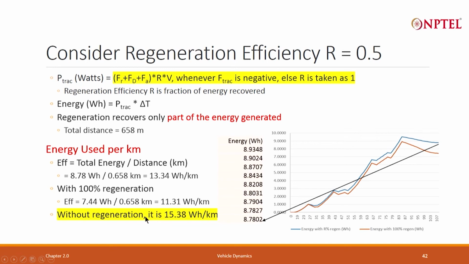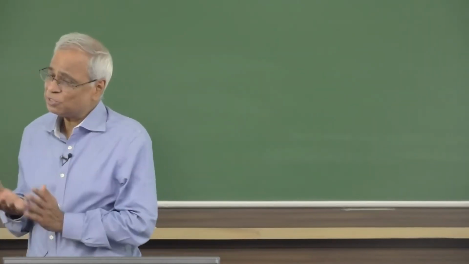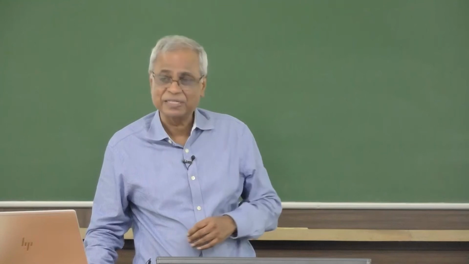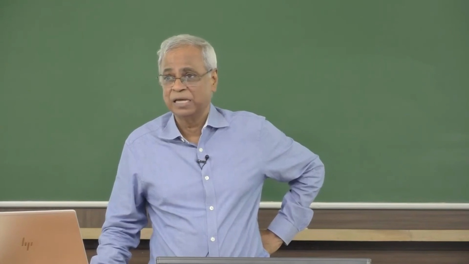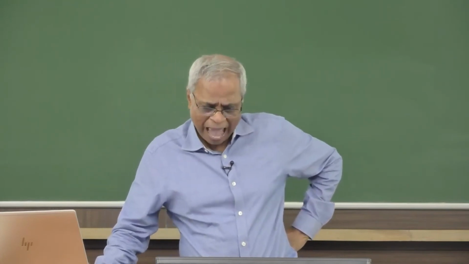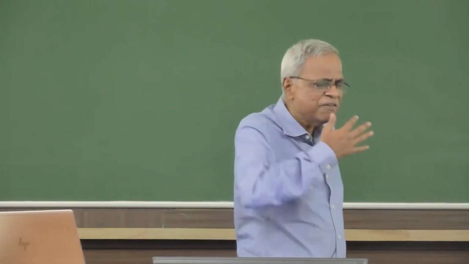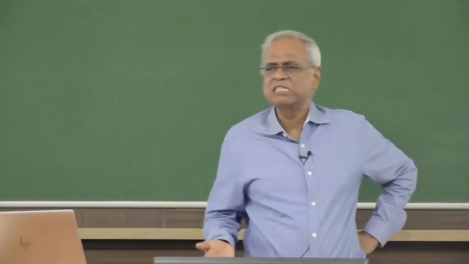If I assume no regeneration, then my curve will be different, I have not shown that here. Instead of 50%, if I assume no regeneration, the negative part will not come, it will come as flat. It goes up to 15.38 watt hour per kilometer. What do these numbers tell you? These numbers are very important. This is actually for a low speed two wheeler, India drive cycle, low weight, 180 kg, 190 kg is what I have assumed. Actually, you need to consume, even without regeneration, about 16 watt hour per kilometer.